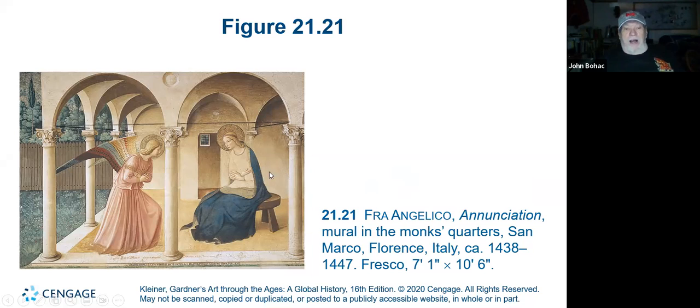Anyway, Fra Angelico, Annunciation in the monks' quarters, San Marco, Florence, Italy. Fresco. Fresco is typically the medium of choice from the Italian Renaissance. It is what they use. The Northern Renaissance used oil paint, the Italians use fresco. Fresco, by the way, is Italian for fresh.